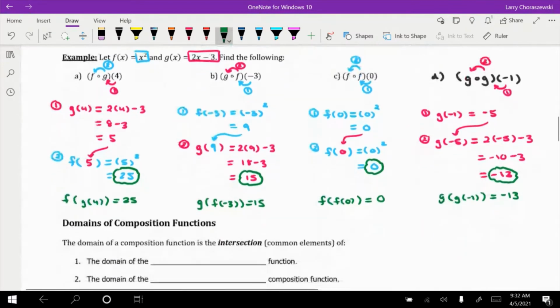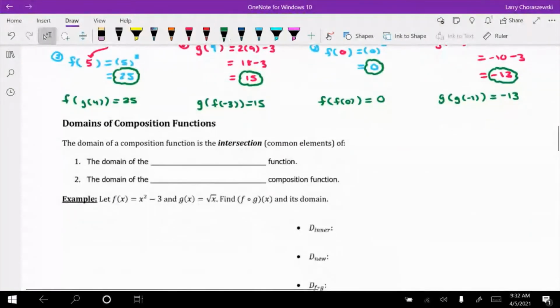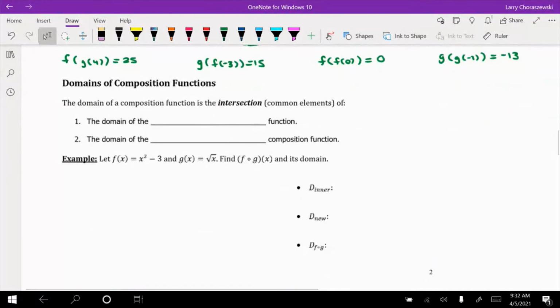All right, well, let's address the domain of a composition function. After all, there's a good chance that the two functions that we're using have different domains. So when we form a composition function, what the heck do we use, right? Well, I'm going to lead out with my bottom line here.